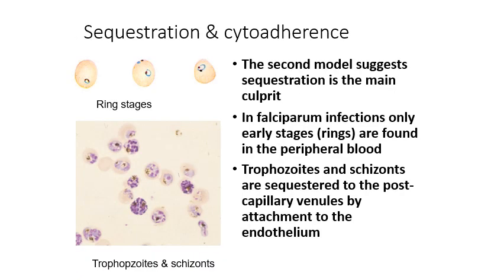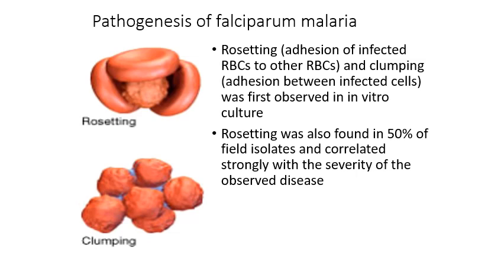So we can see the trophozoites and schizonts. This is what I said before about red blood cells infected by Plasmodium falciparum having formation of knobs, and then there's increased endothelial expression of intercellular adhesion molecules. This leads to attachment of these infected red blood cells to the capillary venules. So you can see the rosette formation, you can see the clumping.